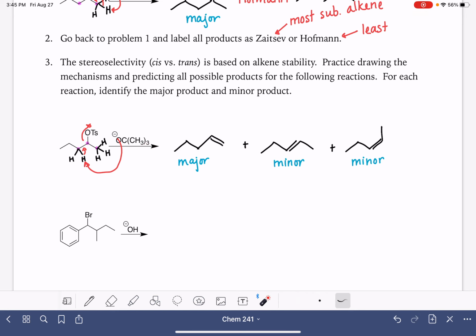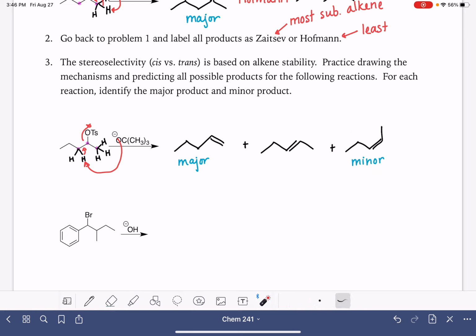Now this question is asking us to identify the major and the minor, and we've got two things labeled as minor. So let's go ahead and decide which of these two is going to be the most minor, the one that will produce the least of. And we're going to do that by comparing the stability of these two alkenes. We've talked before about how a trans alkene is more stable because the R groups are able to spread out. A cis alkene is not quite as stable because the alkyl groups are more crowded. Because this is less stable, that means that it is the most minor product.